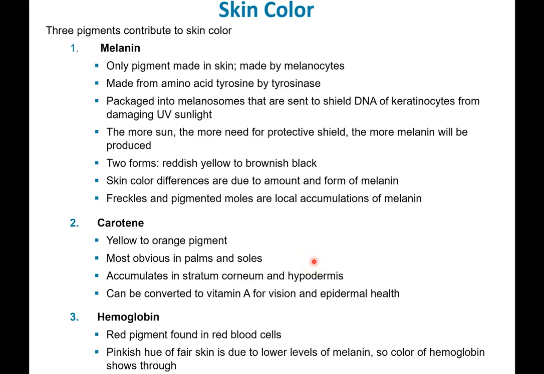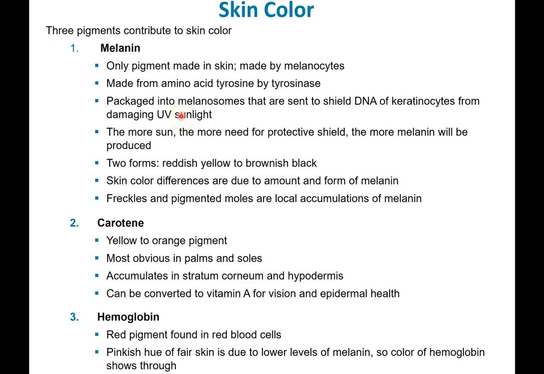There are three pigments that contribute to skin color: melanin, keratin, and hemoglobin. Now, melanin is the only pigment that is produced in the skin. Melanin is synthesized from the amino acid tyrosine by the enzyme tyrosinase. And melanin is ultimately packaged into melanosomes that are sent to keratinocytes to protect their DNA from UV damage.